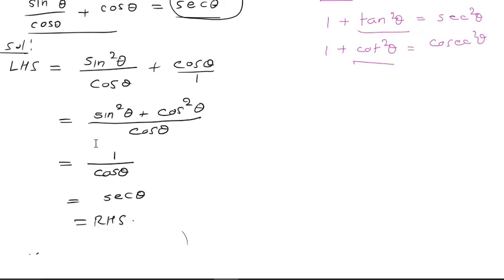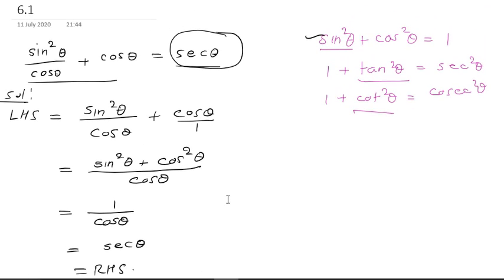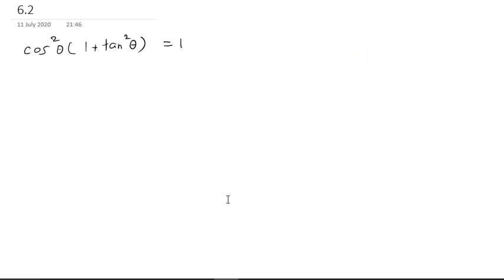Therefore, I can say that sin square theta upon cos theta plus cos theta is equal to sec theta. Hence we have proved. Now let us see the second question. I hope you understood. Simple question. Here what we have done, we have cross multiplied and got sin square theta plus cos square theta, which is 1. Let us see the second question.